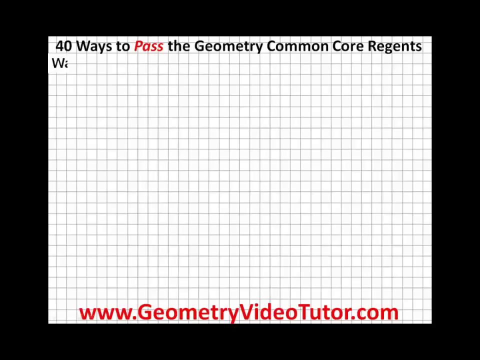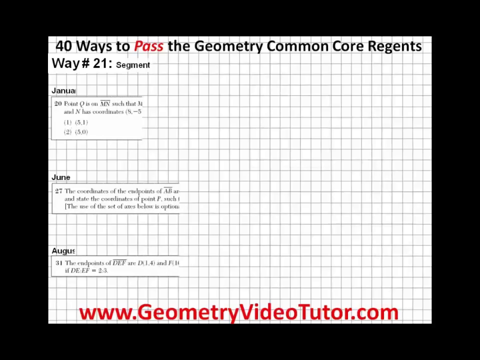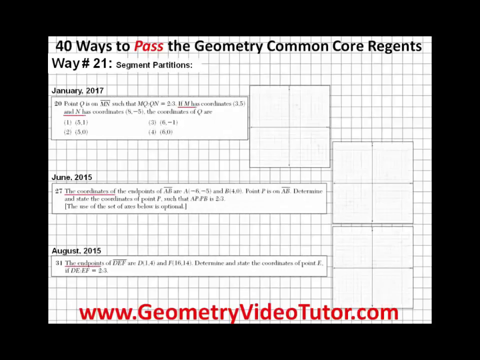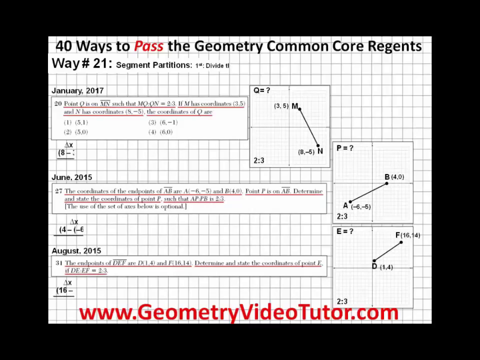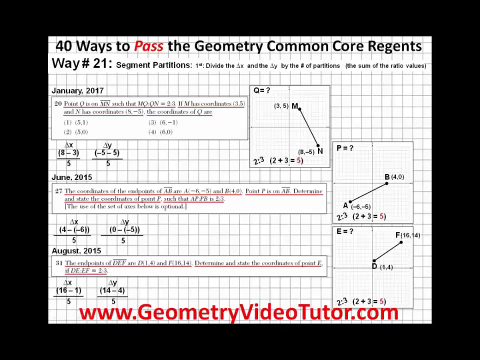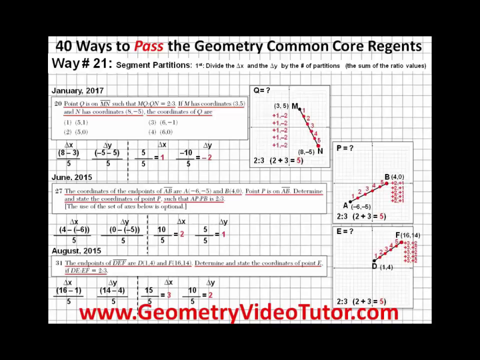Way number 21 on how to pass the Geometry Common Core Regents. Segment partition questions typically provide you with the coordinates for the endpoints of a line and then ask you to determine and state the coordinates for a point that falls on that line based on a given ratio. First, divide the change in x and the change in y by the number of partitions, which is nothing more than the sum of the ratio values. The values that you end up with represent the change in coordinates for each and every partition.